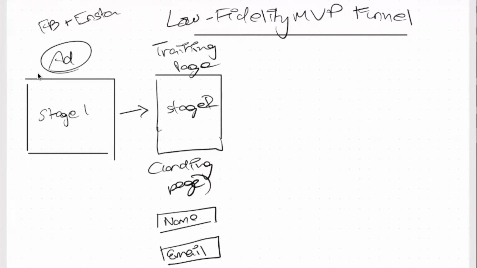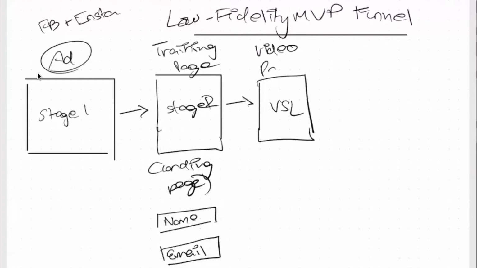So after this, what's going to happen is we will go into the next stage, which would consist of our VSL. So this would be our video page or our VSL page, where we would have this video playing and people would be able to watch it. And at the bottom, they would have this button to apply for a call.